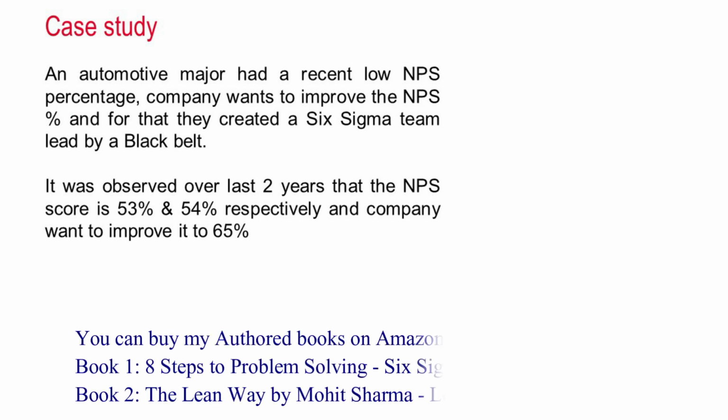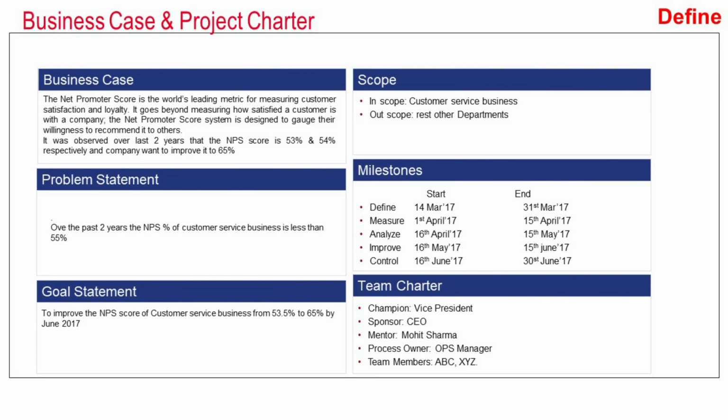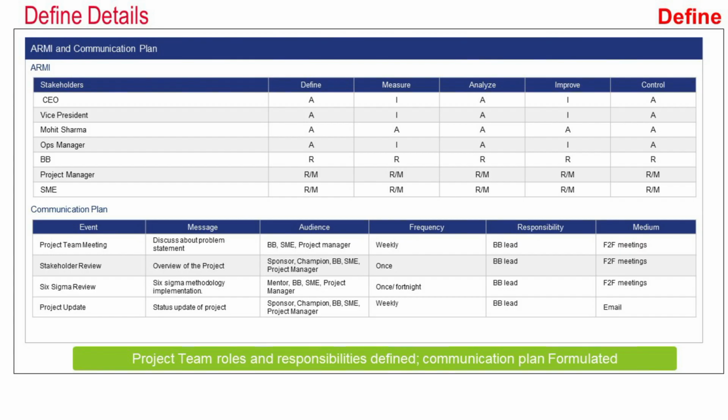And then we looked at a case study of an automotive major company, whose NPS score was low for the last 2 years. Their NPS score was 53% and 54% respectively, and they wanted to increase it to 65%. So for that, the company created a project charter. In the project charter, they defined all the elements: business case, problem statement, goal statement, milestones, and team charter. And then they defined the RACI chart and communication plan.